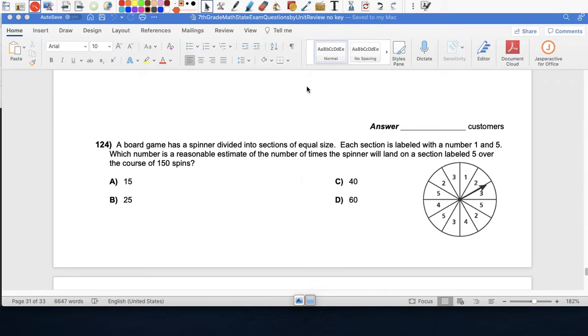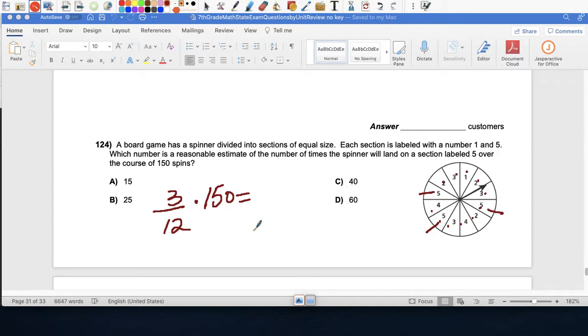Okay. The chance of landing on number 5 is 3 out of how many? 1, 2, 3, 4, 5, 6, 7, 8, 9, 10, 11, 12. There's a 3 out of 12 chance of landing on number 5. So we can take that chance and multiply it by 150, and we'll get how many times out of 150 we should expect to land on 5.